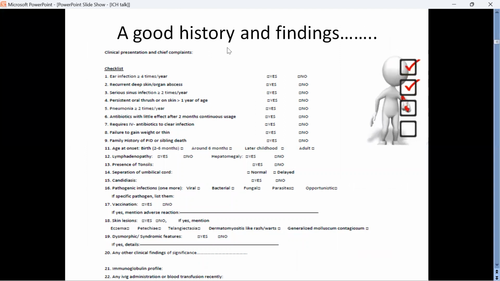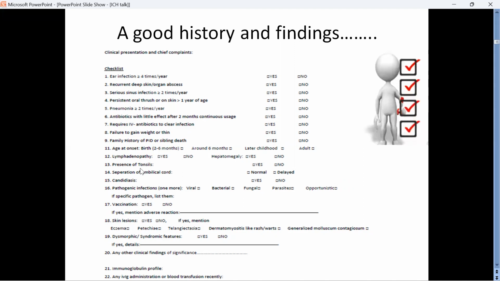Whenever a sample comes to us for PID workup, we insist on a good history and examination findings, and we request the clinician to fill up a form or questionnaire so that it helps us narrow down the cause of the primary immunodeficiency disorder, or what the diagnosis is. This includes the warning signs which I've already shown you. Apart from that, we also insist on the age at onset, for the simple reason I said earlier: T cell defects, or cell mediated defects, present before 6 months of age, whereas humoral defects and phagocytic defects present a bit later than 6 months of age.